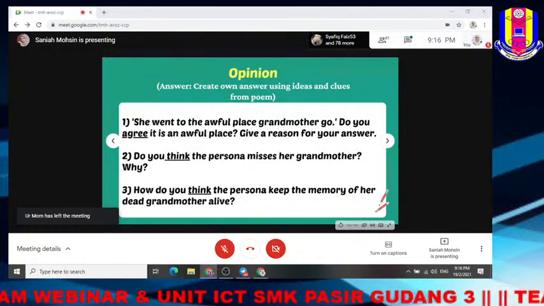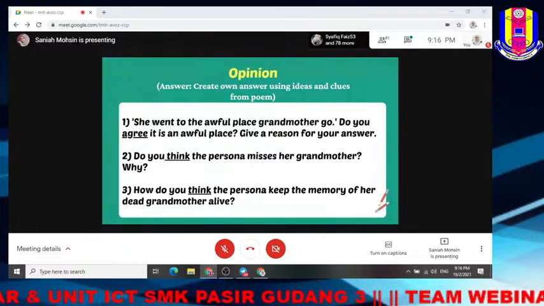Next one, opinion. Soalan boleh juga tanya tentang opinion. Apa pendapat kamu?